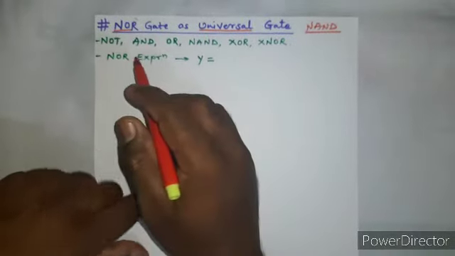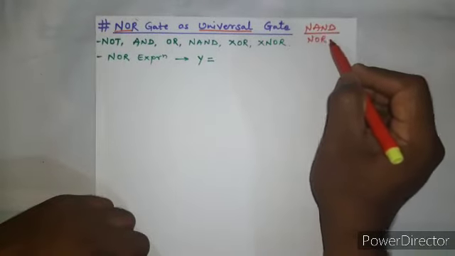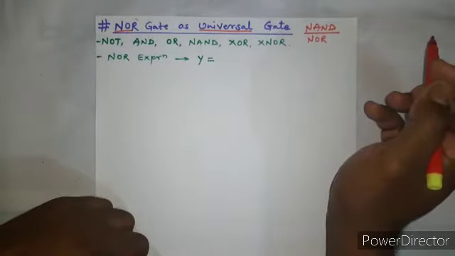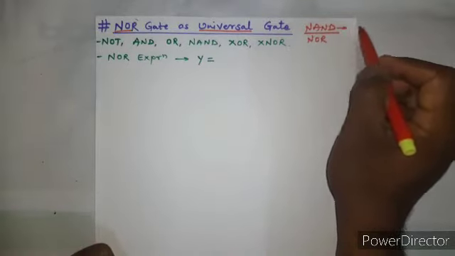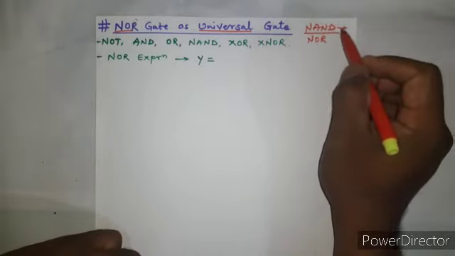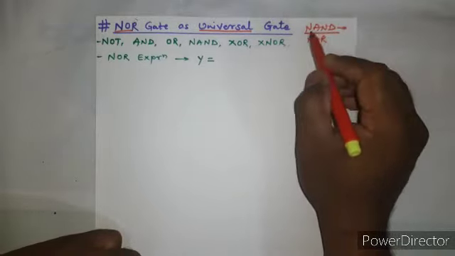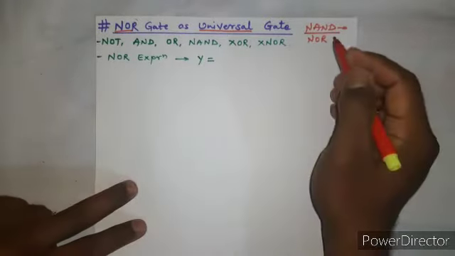Okay, in the classification we have seen that this NAND and NOR gate are called as universal gates. Okay, now why they are called as universal gate? We have seen for the NAND gate. Every other gates can be implemented using the NAND gate, right? So same is the case for a NOR gate.